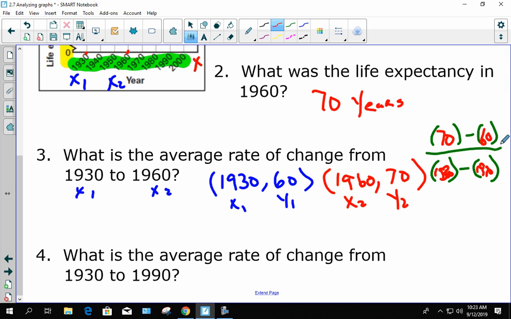70 minus 60 is what, kids? 10. 1960 minus 1930 is 30. So your slope is 10 over 30, which reduces to 1/3. Now, I know I said don't write this, and some of you can't stop because you got to get it done. I'm going to show you another way to do it that you might like a little more.